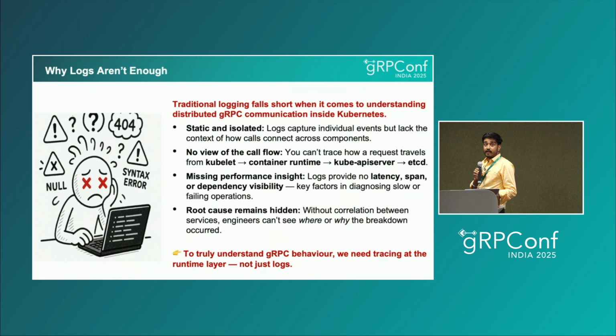Another factor is the missing performance insights. Logs never show us things like latency, status codes, or any other information that can act as a key factor in fixing these issues. So because of all these things, the root cause always remains hidden. To truly understand the gRPC behavior inside Kubernetes, we need tracing at the runtime layers, and logs are not sufficient for this.